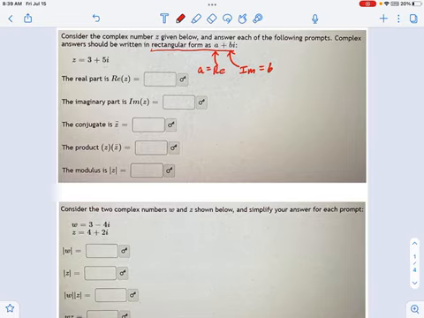Real part is a. So you can see in this first set of questions, these are pretty straightforward, right? The real part is just 3. The imaginary part is 5.